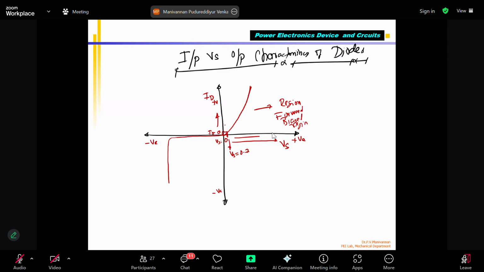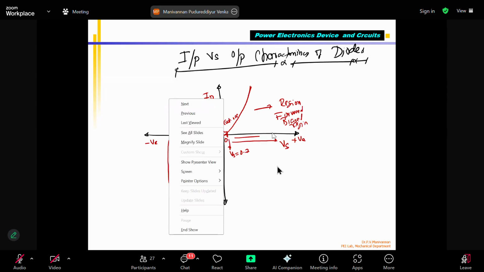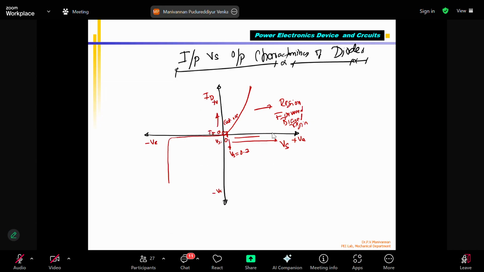This region is called the cutoff region. Cutoff region, 0 to 0.7 volts. My diode ID will be 0, almost equal to ground. Then once the voltage becomes 0.8 volts, for example, the current starts increasing as the voltage increases. Until then the current will be 0, even though there is voltage. This region is called the cutoff region.